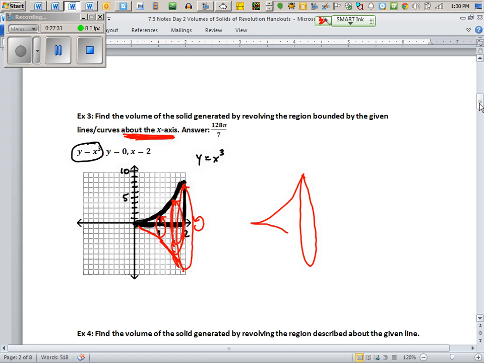Then think of an object that this resembles to help you remember. What does it look like? A horn, yeah. Maybe like the opening of a trumpet or something.